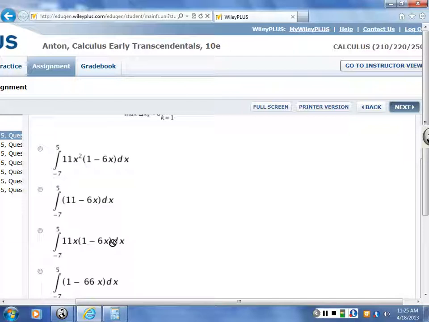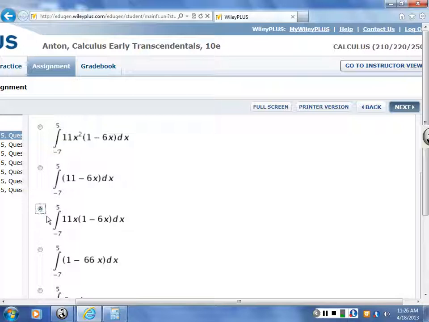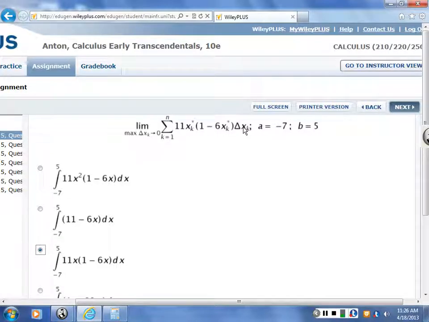If I want to find the area from minus 7 to 5, I integrate from minus 7 to 5 of 11x times 1 minus 6x dx. Right? This is notation, the 5 and 7. Yes, this is just notation. It's changing all the xk stars to x's and changing the delta xk to dx. I was talking more of above and below the integral sign.